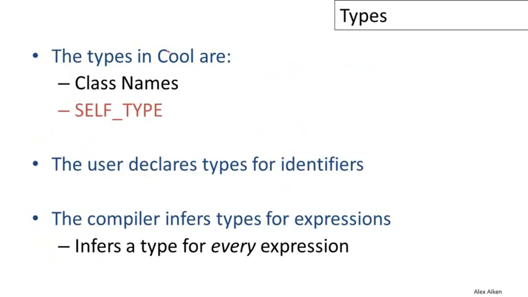Now, Cool is a statically typed language, and the types that are available in Cool are the class names. So every time you define a class, you define a new type, and the special reserved symbol self-type, which we'll be talking about in a separate video all of its own. And the way Cool works is that the user declares the types for identifiers. So for every identifier, you have to say what its type is. But then the compiler does the rest of the work. The compiler infers the type for expressions. And in particular, the compiler assigns a type to every single expression in the program. So we'll go through the entire abstract syntax tree, and using the declared types for identifiers, it will calculate a type for every expression and sub-expression.